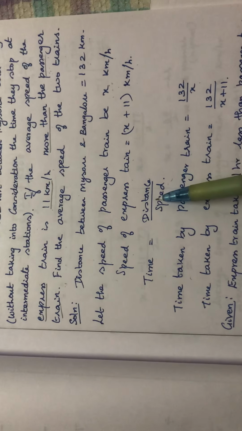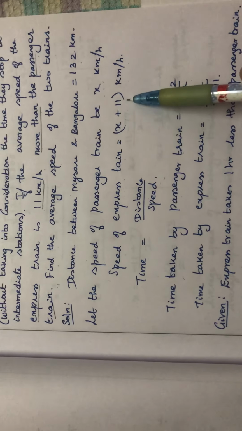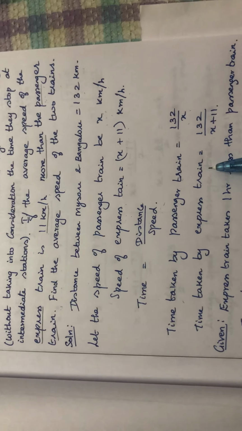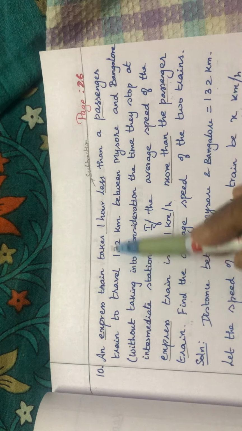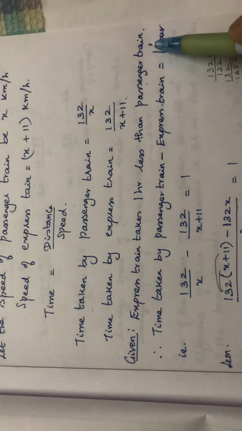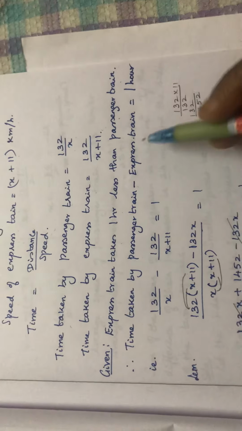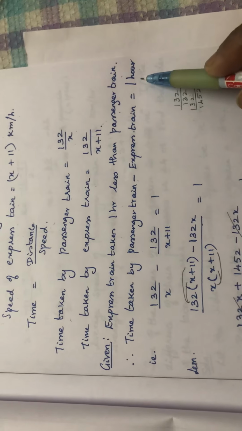Using this formula, distance is 132, speed is x. The second case, for the express train, speed is x plus 11. So the time taken by the express train, distance is the same for both, so 132 divided by x plus 11. First itself it is given, express train takes 1 hour less than the passenger train. What is the meaning of that? Express train takes 1 hour less than the passenger train means time taken by the passenger train minus time taken by the express train is 1 hour. The difference between the two trains is 1 hour.